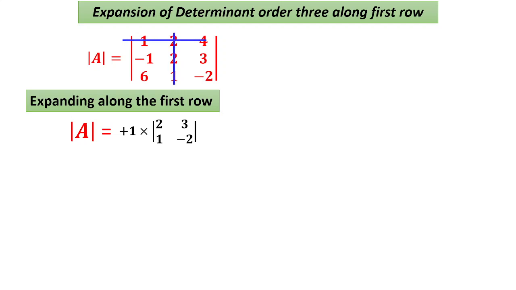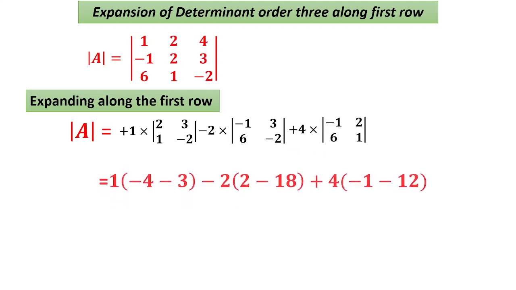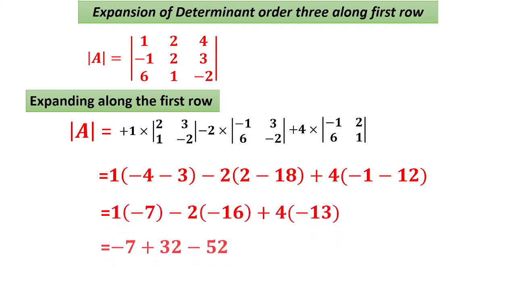Again, I have to multiply by minus 2 multiplied by a 2 cross 2 determinant obtained by removing the first row and the second column. You got it. Again, 4 multiplied by a 2 cross 2 determinant obtained by removing the first row and the third column. You got it now. Or simply expand it and you will get the final answer. Be careful while you are doing the calculation. Minus into minus, then negative into positive, like that you should be a bit careful. Final answer is minus 27.